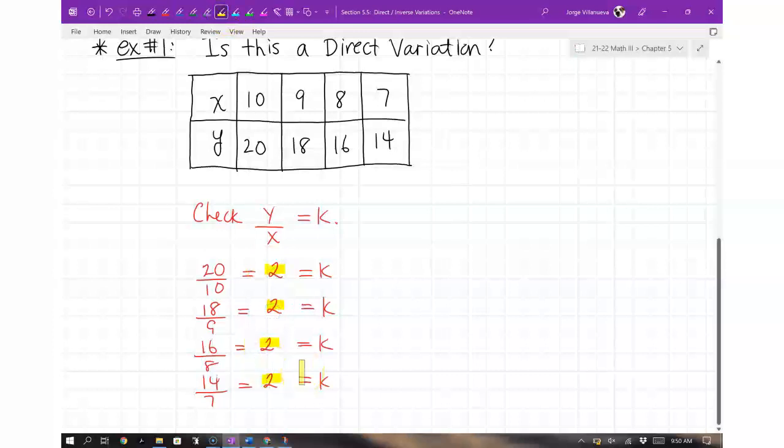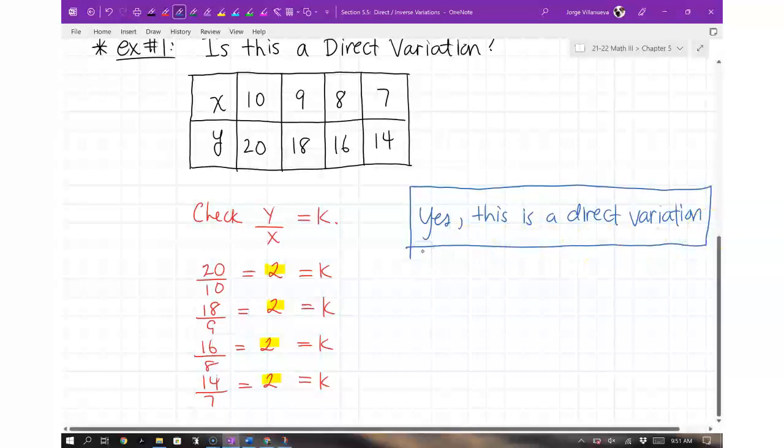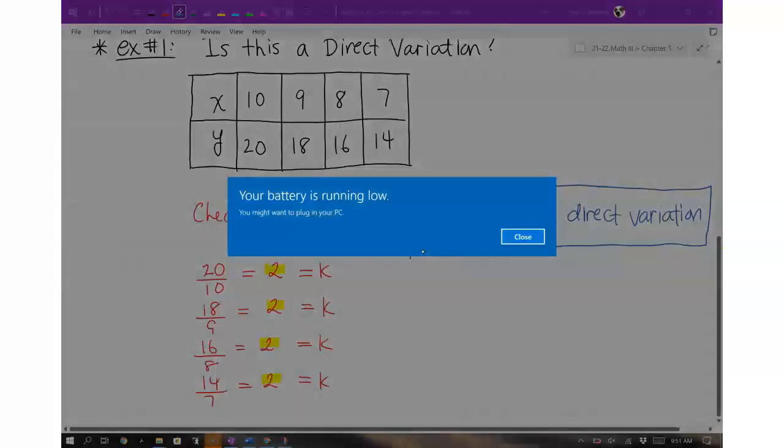So that means this is a direct variation set of points. They do relate to a direct variation. So is this direct variation? Yes, this is a direct variation. It's pretty easy to figure out if something is a direct variation based on points, because all you have to do is get the points and divide y by x. That's the important thing. Y divided by x, not x divided by y.